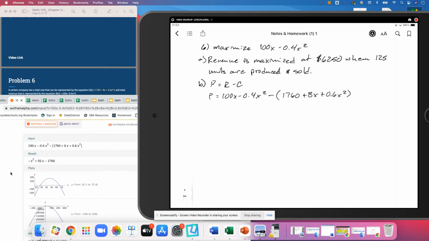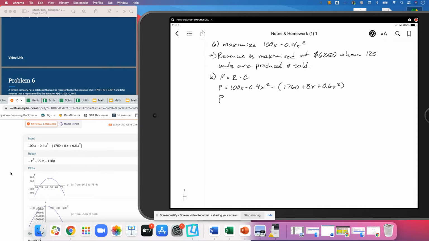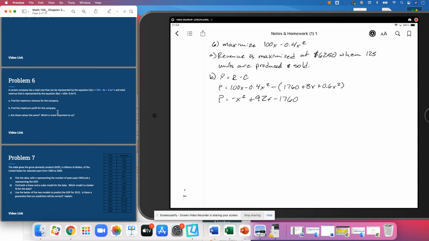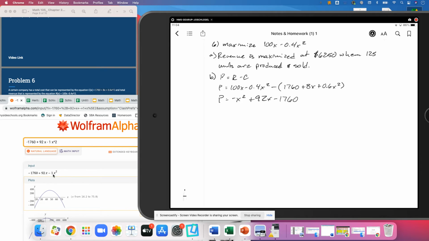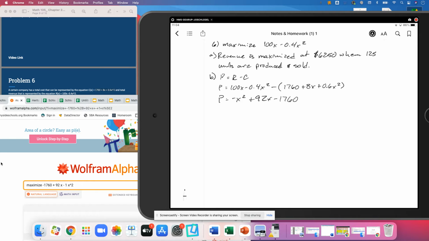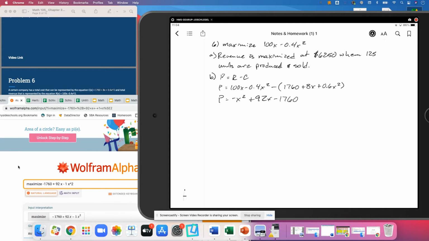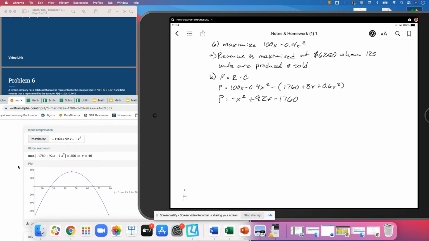So our profit function, everyone, is going to be P is equal to negative x squared plus 92x minus 1760. All right. And so we are asked, I believe in this problem, what the maximum profit would be. So I just clicked on my profit function, which brings it up here in Wolfram. Maximum profit is going to be to maximize that function. And by doing that, everyone, we get 46 units with a maximum profit of 356.